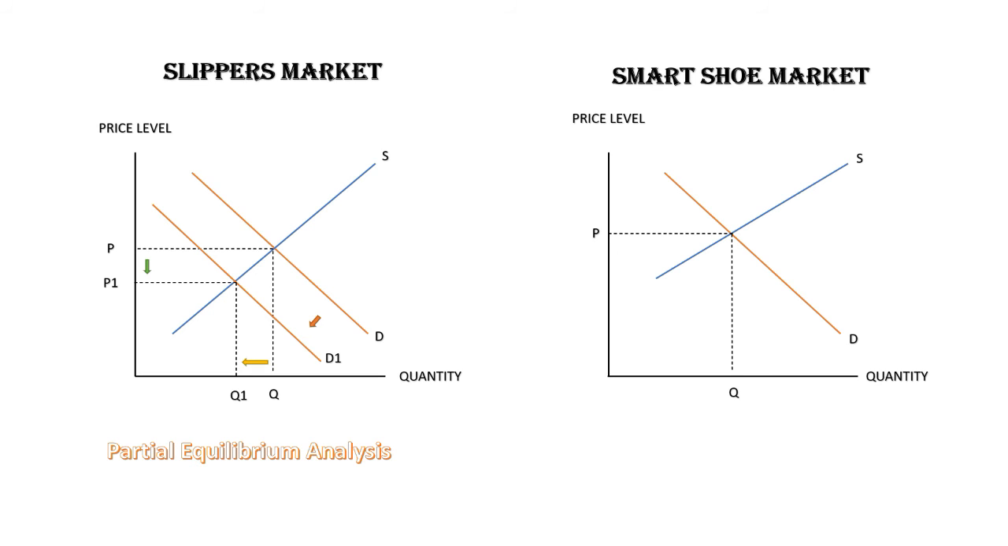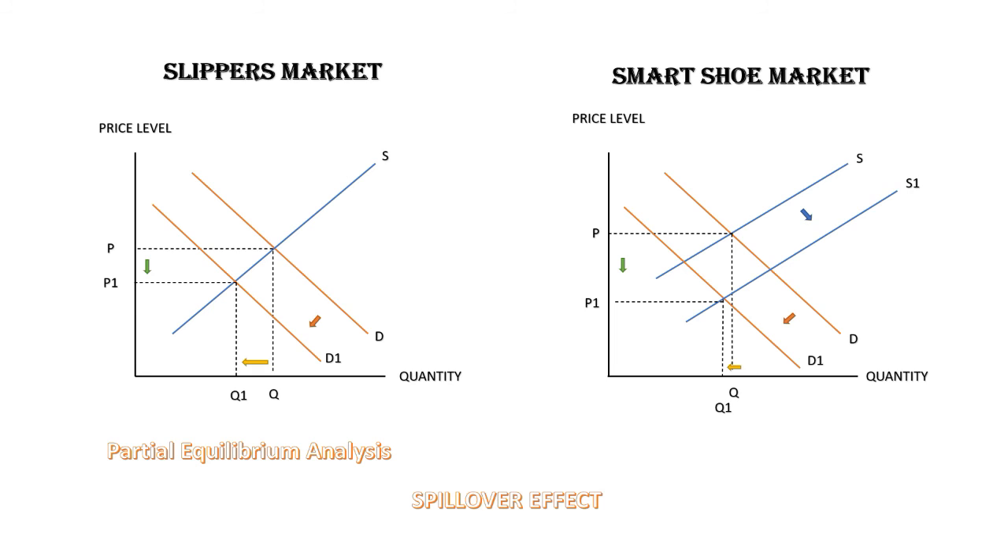When the price in the slippers market drops, consumers tend to buy more slippers, so the demand for smart shoes decreases. And the supply of smart shoes increases as there is more slippers production based on relative prices. Therefore, the price level and quantity in the smart shoes market decrease.